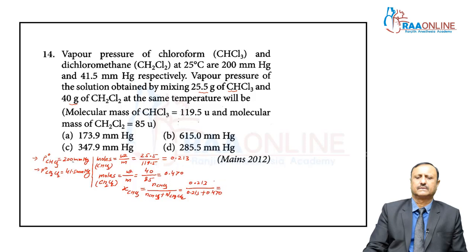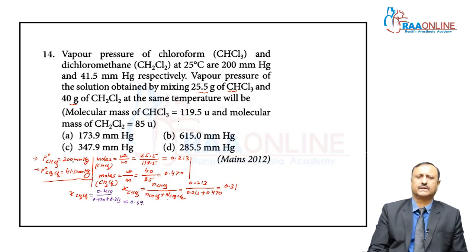X of chloroform, that is 0.31. In this way, you can also calculate the X of CH2Cl2. When you calculate the X of CH2Cl2, it is N CH2Cl2, which is 0.470, upon N CH2Cl2 plus N chloroform, that is 0.470 plus 0.213. So you can get the mole fraction of this compound as 0.69.